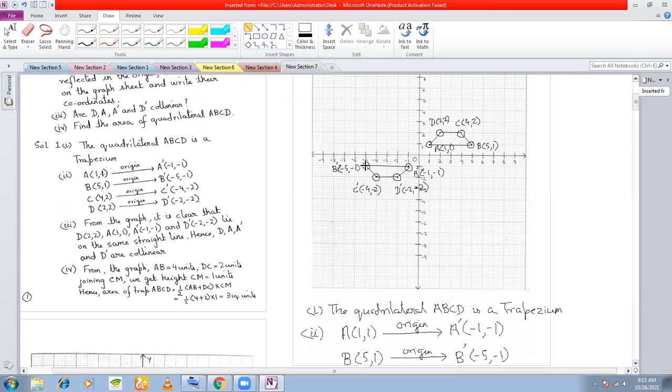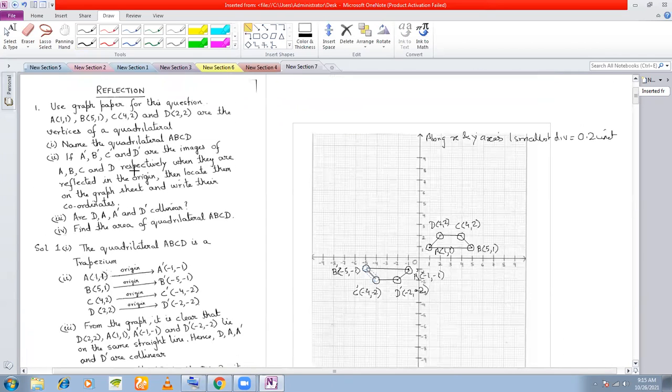So if you see this quadrilateral that you get, A dash, B dash, C dash, D dash, this is the image of this quadrilateral in the origin. Okay. So that is what we have done. That completes the second part of the question.